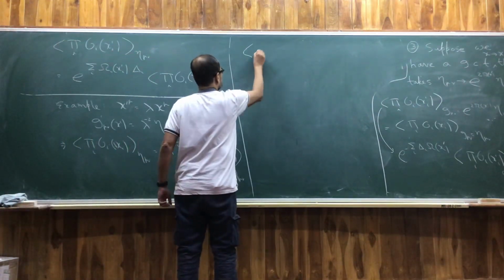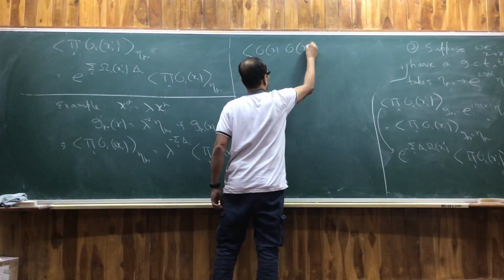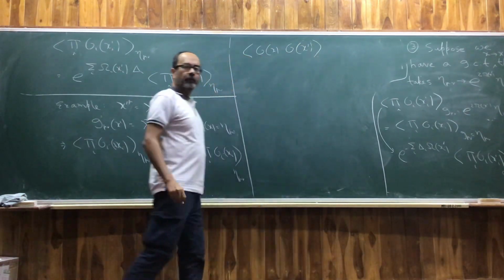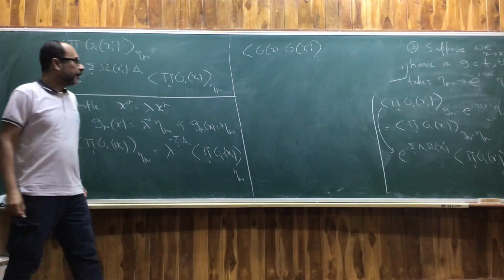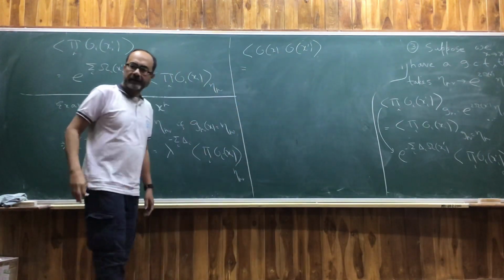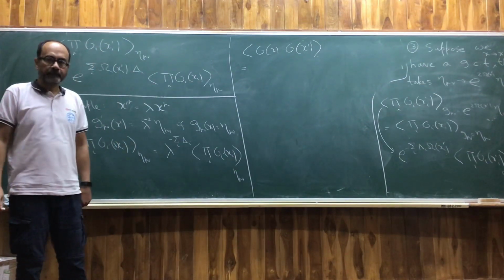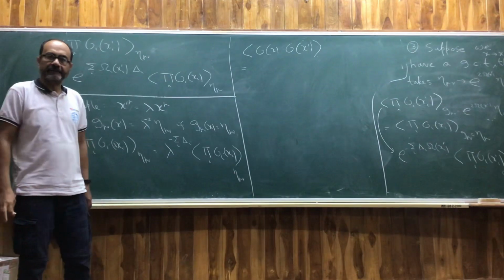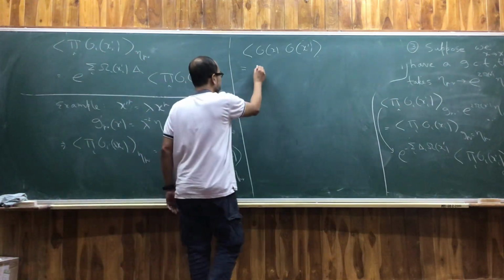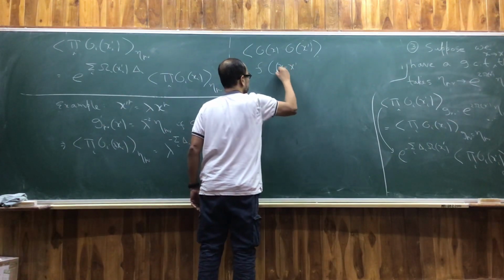Let's consider the 2-point function of two primaries, O of x and O of x prime. Before you do any conformal transformation or scale transformation, just from Lorentz invariance and translation invariance, you know that this should be some function of (x minus x prime) square.